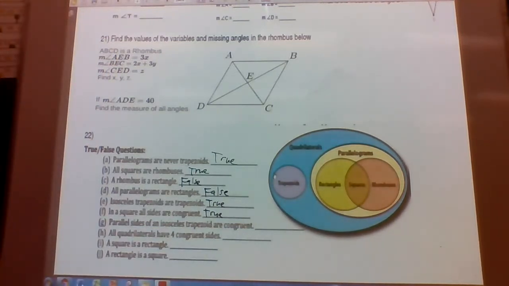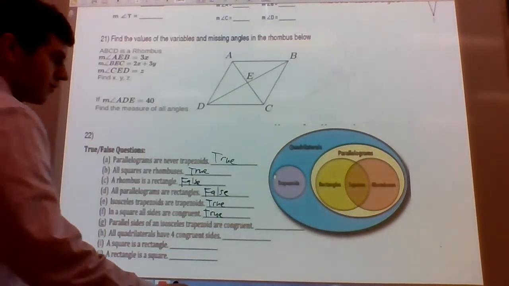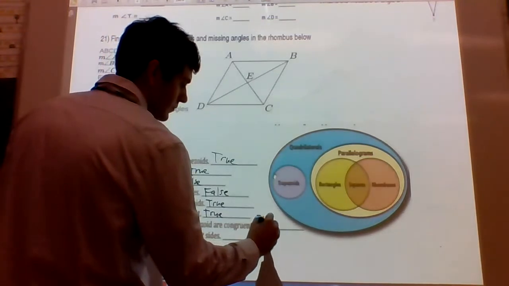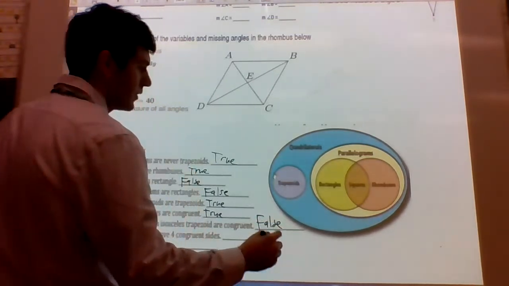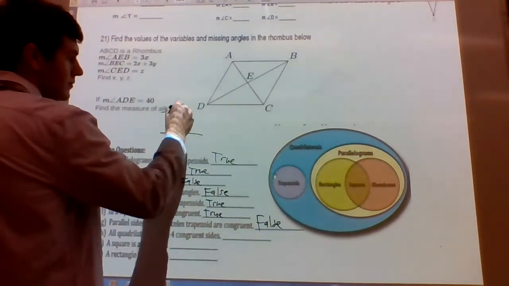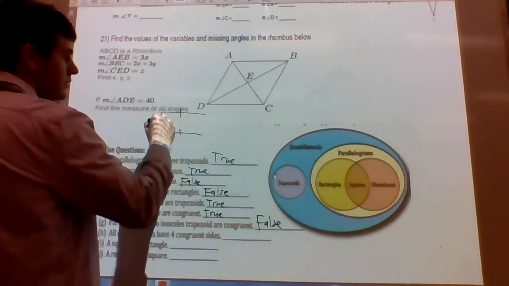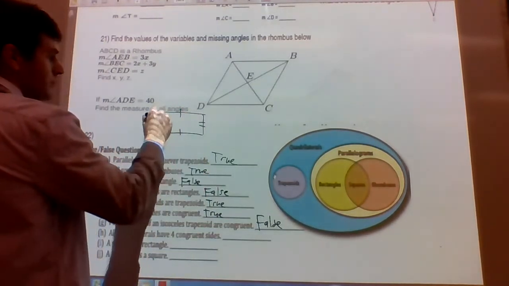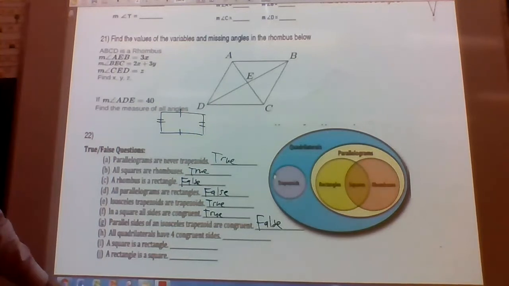Parallel sides of an isosceles trapezoid are congruent. This one is false. If they were congruent, then these sides would also be congruent, and we wouldn't have a trapezoid. We would have a rectangle or a square or a rhombus or some sort of parallelogram.